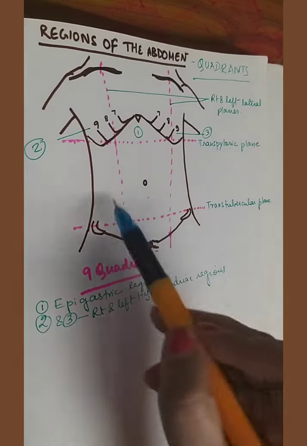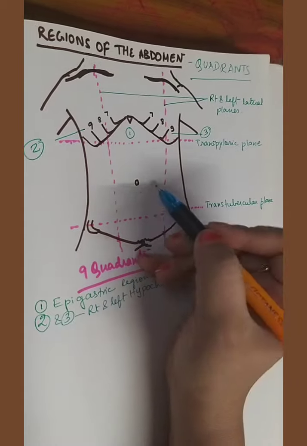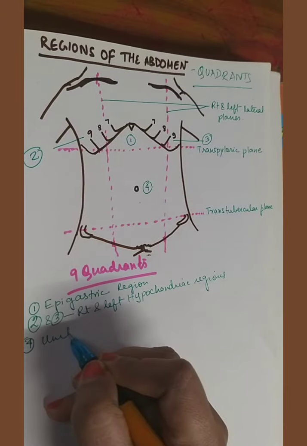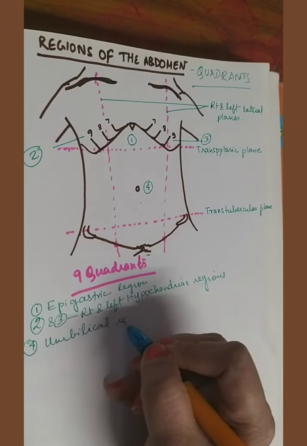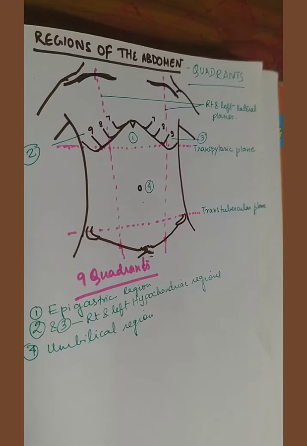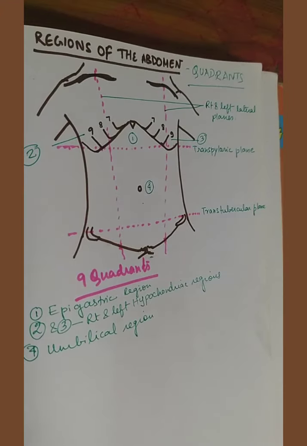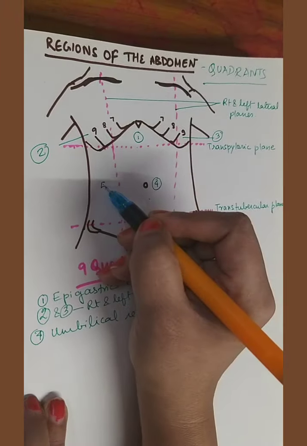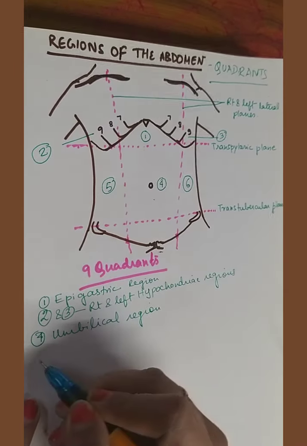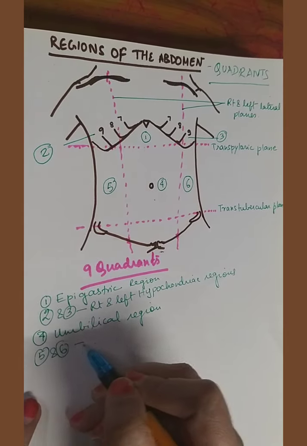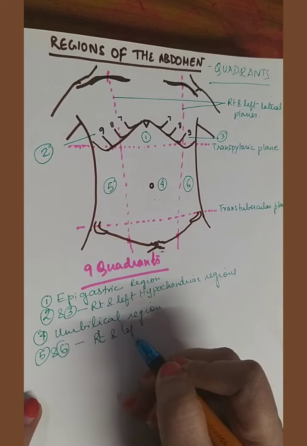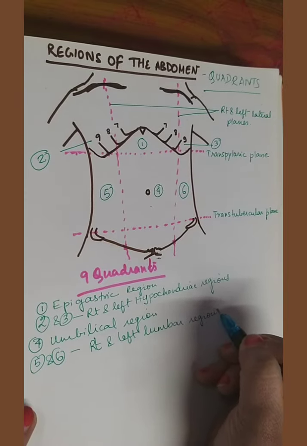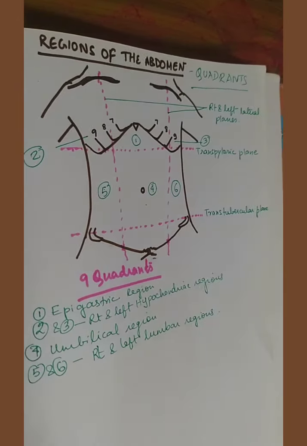Then in the intermediate zone we have in the middle the umbilical region. We have the umbilical region, and on either side of the umbilical region we have the fifth and sixth regions, which are the right and left lumbar regions. The right and left lumbar regions.